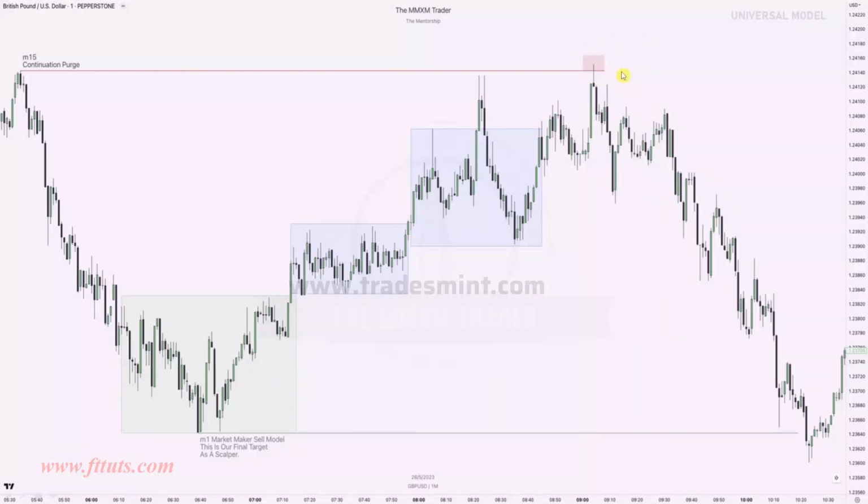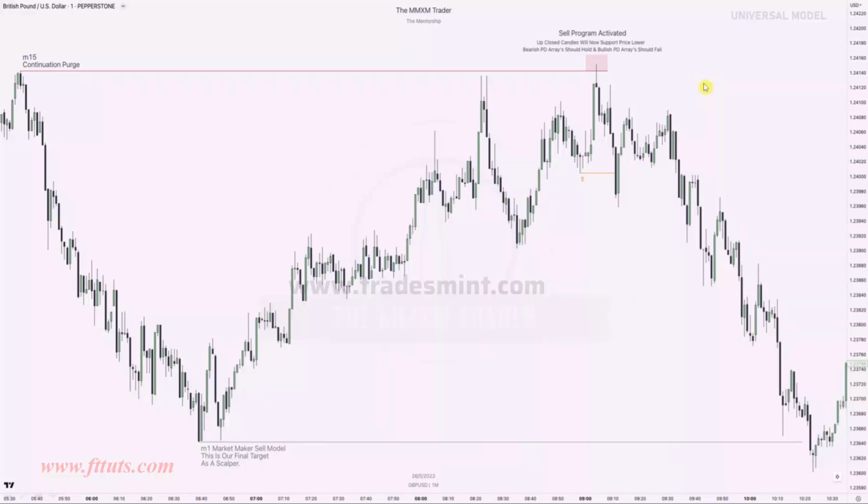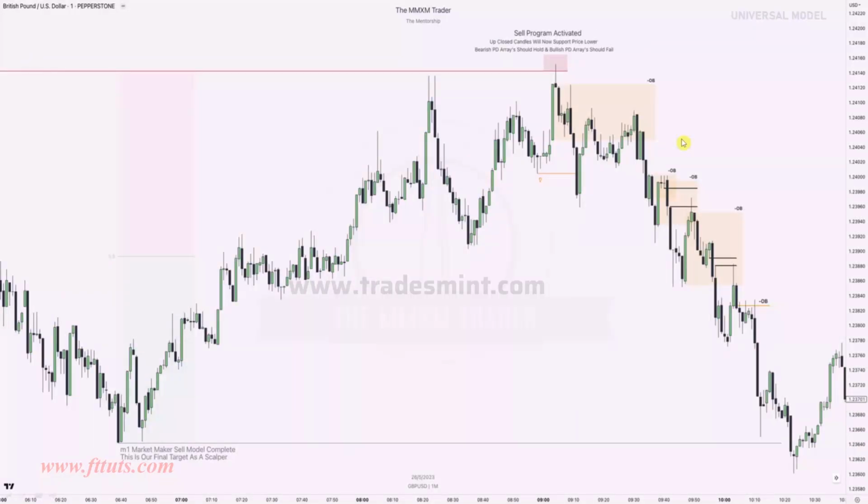So what happens after we take that external range liquidity? We are now activating a sell program. So again, all up close candles will now support price lower. Bearish PD range should hold and the bullish PD range should fail, and then we are in sell side of the curve, right? So we're waiting for that break of structure on our short-term perspective. It happens over here. We want to be in the correct time zone, right? I'm going to outline that later, but as I can see down here, we are in New York kill zone, right?